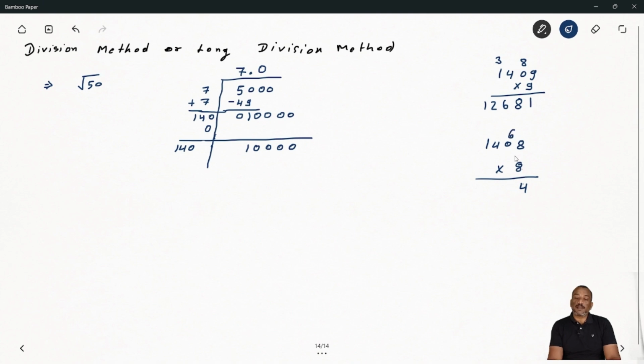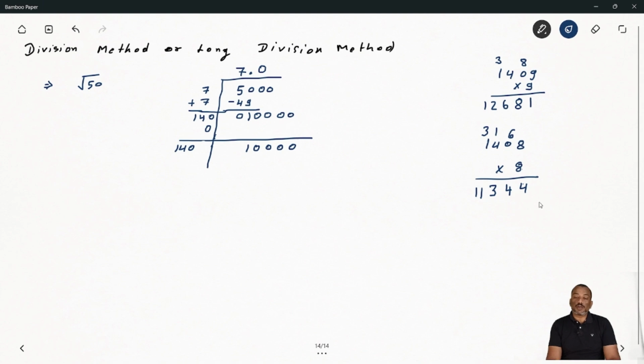Now again 8 times 0 you will get 0 plus 6, you will get 14. Carry 1. Now 8 times 4, 32 plus 1, 33. 3 you write and 3 will carry. So now 8 times 1, 8 plus 3, we will get 11. Now you can see this is coming 11,344.